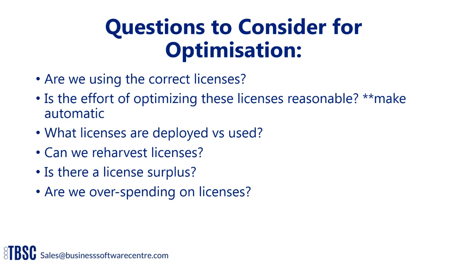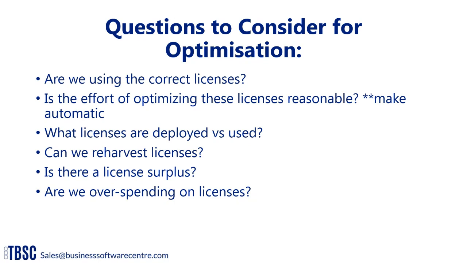Another question to ask is what licenses are deployed versus what are used. So this goes back to different examples of maybe being under licensing or over licensing. Another question to consider is, can we reharvest the licenses? That means perhaps you're paying for a license, but the employee no longer works for you and you're still paying for this license. Well, what you can do is reharvest that license and reallocate it to a new employee that might be starting up. So rather than paying for 2 licenses, you just reharvest the 1.